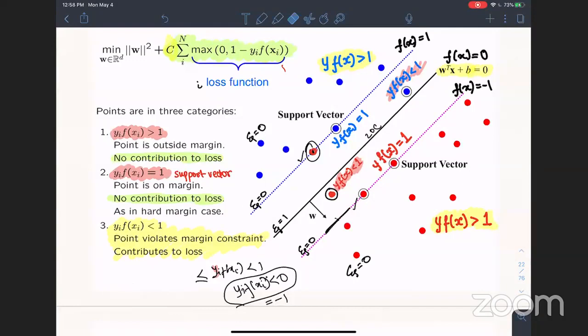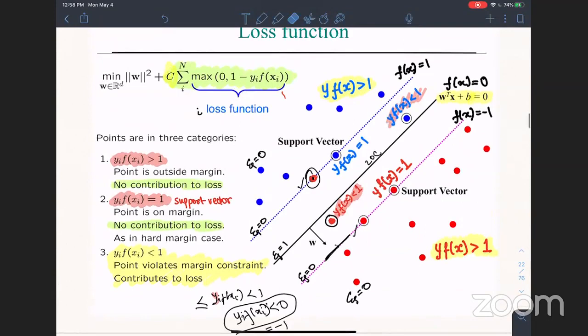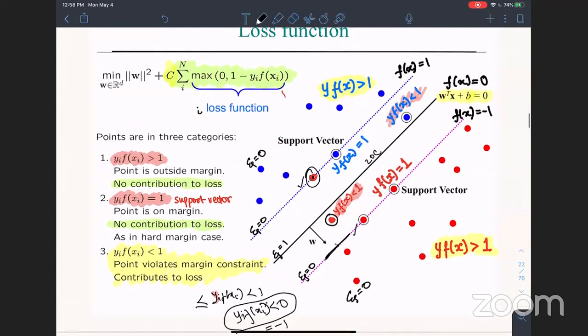f(xi) is nothing but W transpose X plus B. W is built into this f that you see in the loss function. So both terms in the loss function have W. Now, if I change W or if I change B, this loss function will change. The value of the loss function will change, summed over all training points i equal to 1 to n.